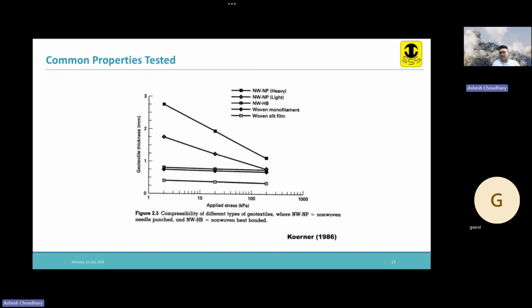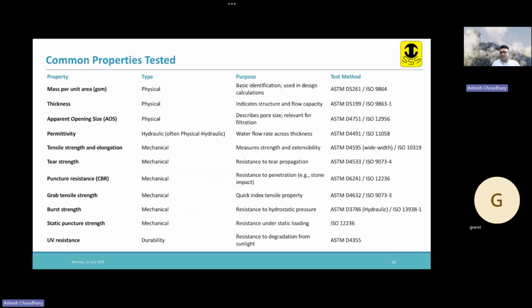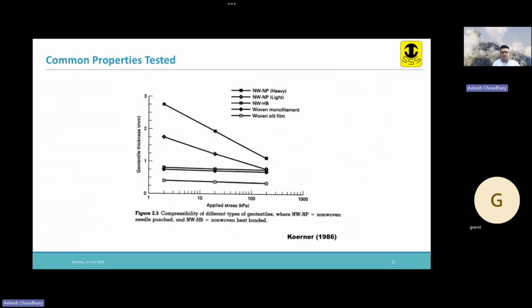So as I said, thickness indicates structure and flow capacity, and an example is given here. This is compressibility of different types of geotextiles. If you see here, the non-woven needle punched heavy has the highest compressibility, right? When the applied stress is low, the thickness is very high, but when the applied stress is high, the thickness reduces a lot.